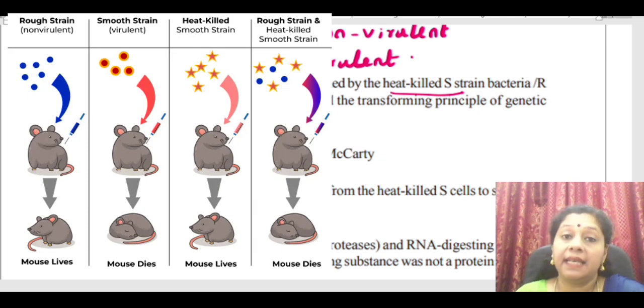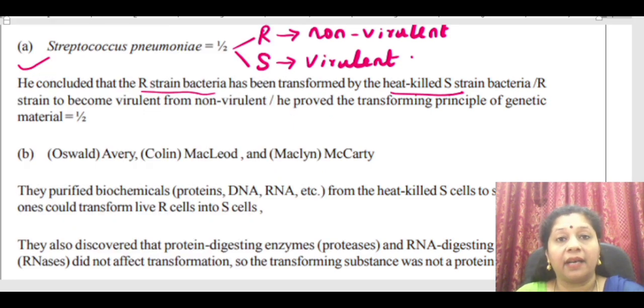Then he heat killed the S strain and injected. Then also the mice survived because no pneumonia was caused by the heat-killed S. But when he mixed this heat-killed S, which is non-virulent, with the R, which is also non-virulent but live, he found that the mice died. When he did the autopsy, he found that the mice died of pneumonia, and he could find live virulent S strains in the body of the dead mice. So from where did this live S come, because he didn't inject live S? He found that the heat-killed S somehow transformed the non-virulent R into virulent S.